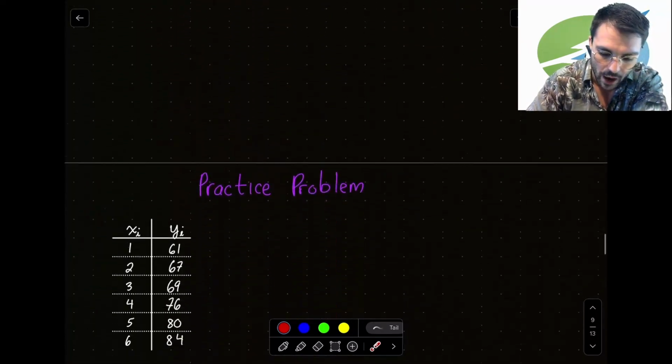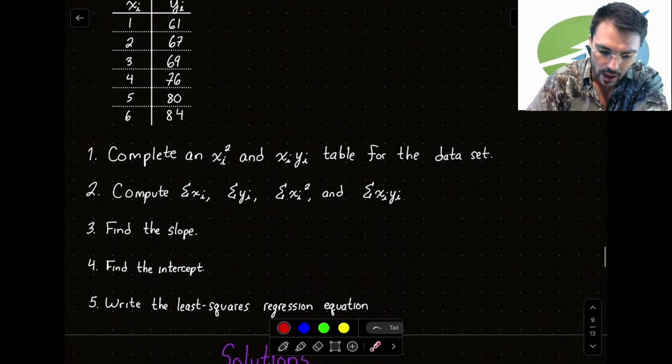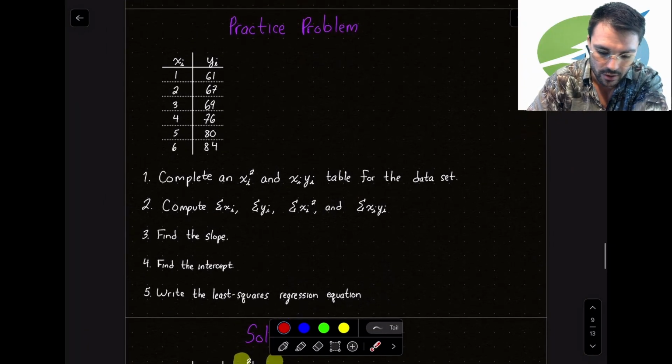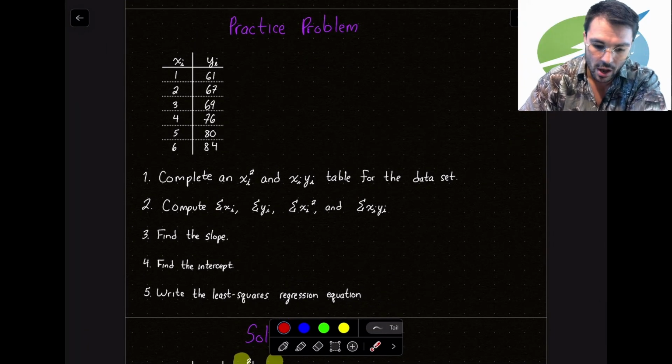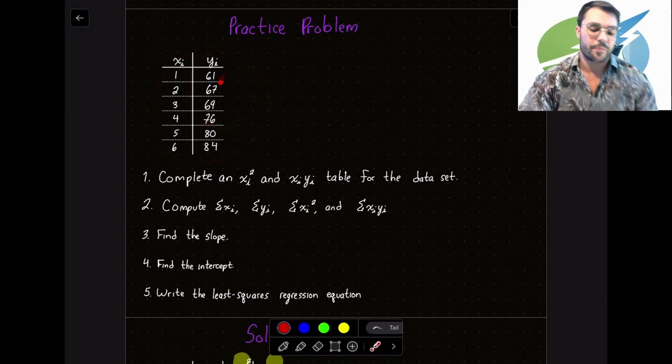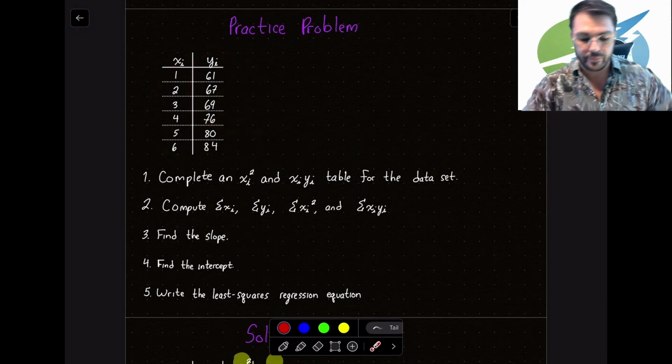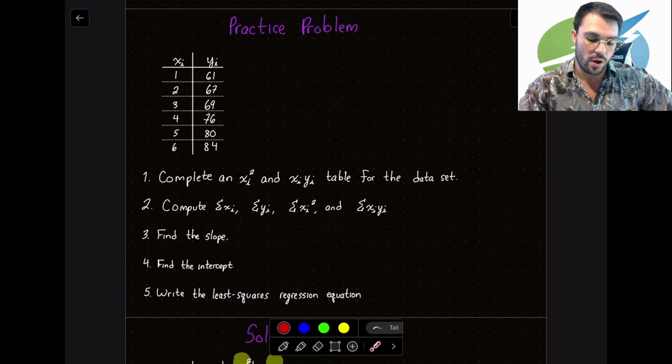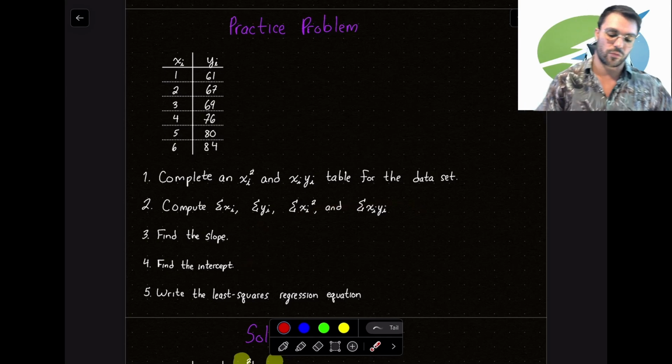Okay. All right. And then we have a practice problem. Let's get this all on here. So we have this given data here. Steps 1 through 5 pretty much build to finding the least squares regression line. Add the two columns, x sub i squared and x sub i times y sub i. Compute the summation of each column, find the slope, find the intercept, and write out the equation. I encourage you to pause here and take a stab at this.